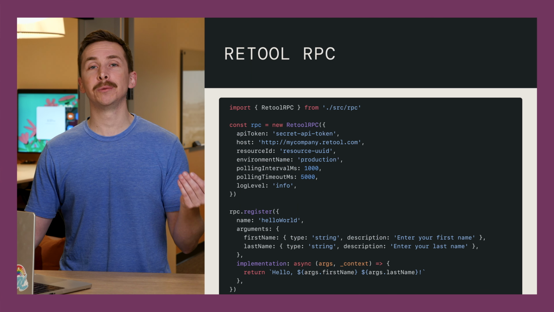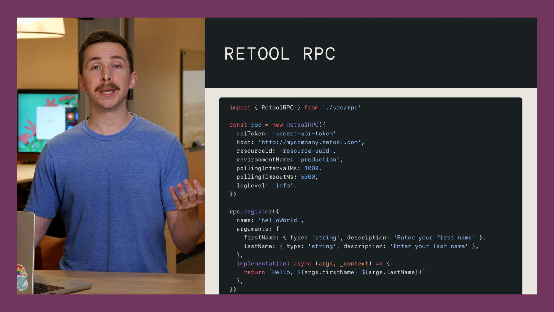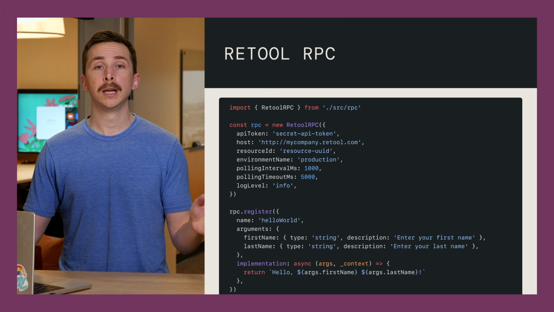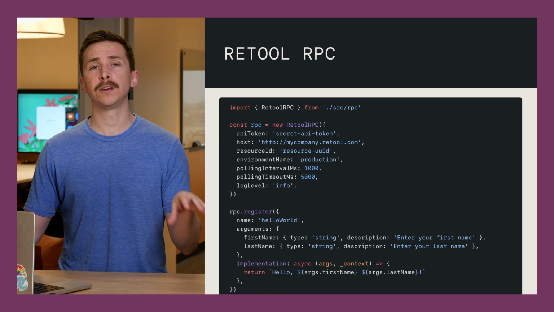Now that we have our custom component up and running, let's shift back to backend extensibility with Retool RPC. I'm going to start by showing some really simple server-side code. That is how I initialize the RPC server and register it. It takes my API token and a resource I created in the resources section of Retool, and I'm going to use it in the prod environment. So we have a few lines of configuration, and then we're off and running.